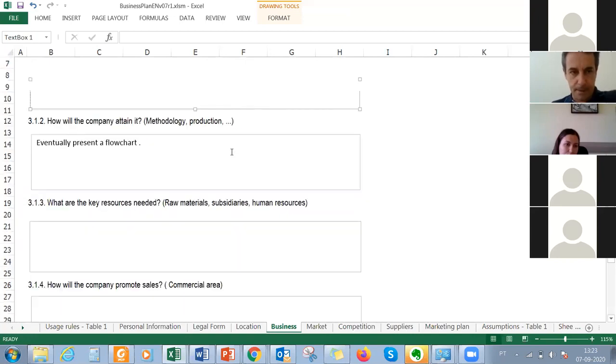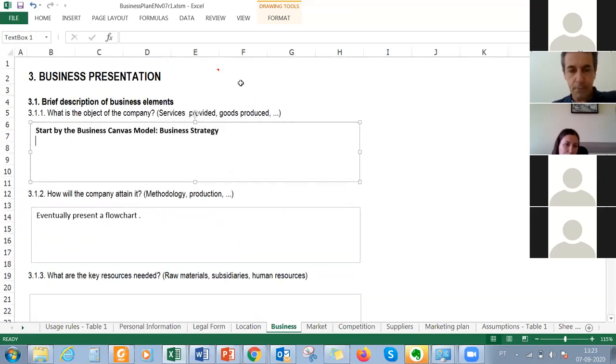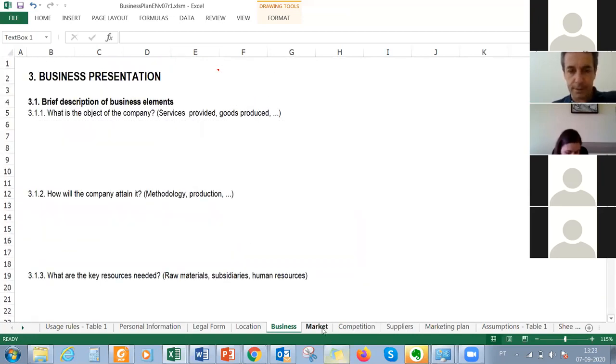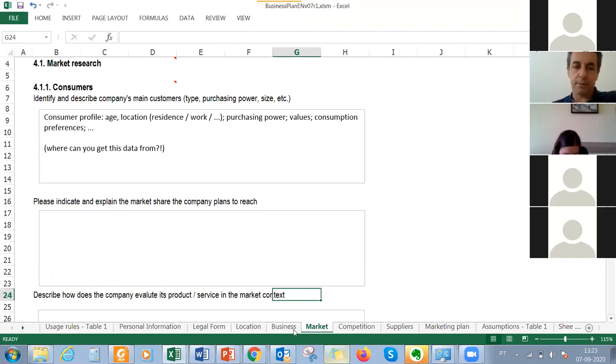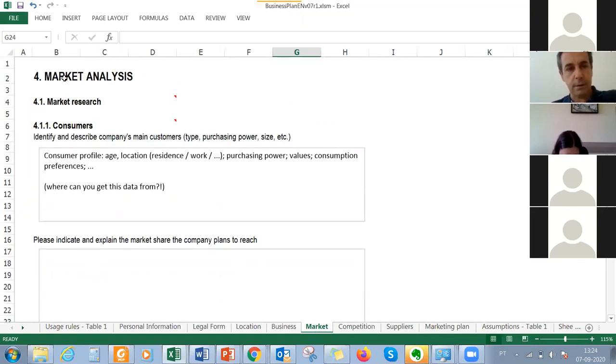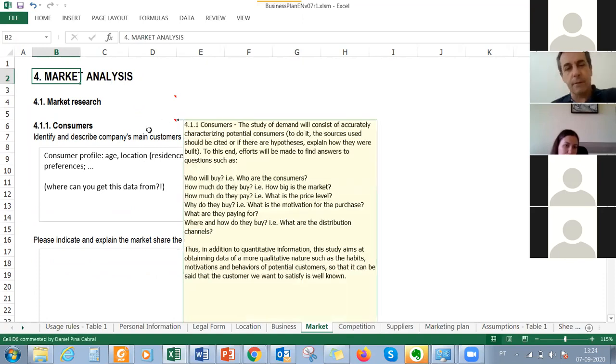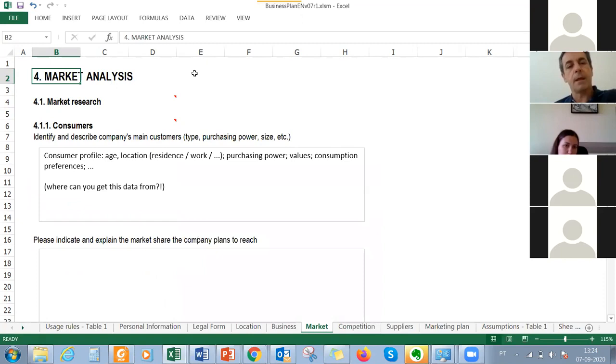So about what is the business, what is the product, what is the service, and then next sheet, what is the market. Here we can have information that we can eventually also get from the business strategy.